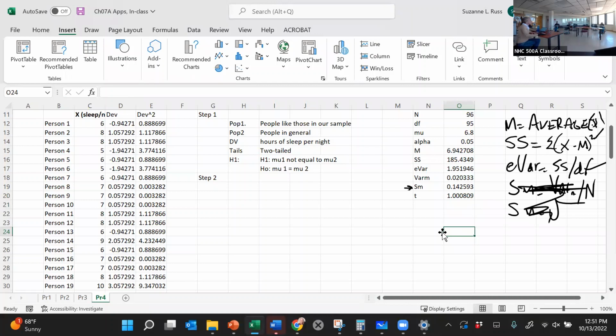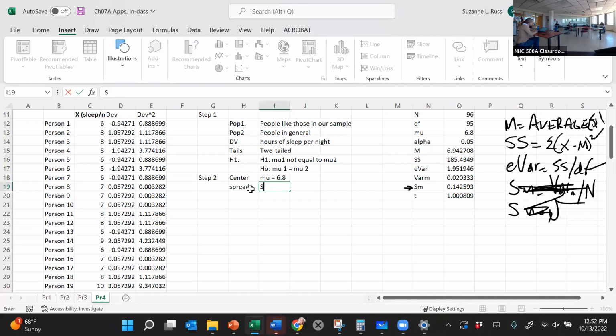Aw, or yay, I don't know. I was hoping our people would get more sleep than the typical American, but they didn't. All right, so we can go ahead and solve this problem. Our center is mu equals 6.8. Our spread, SM equals 0.1426. Good. Our shape is normal. We're not working with skew.